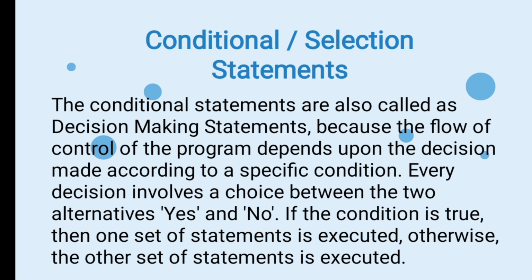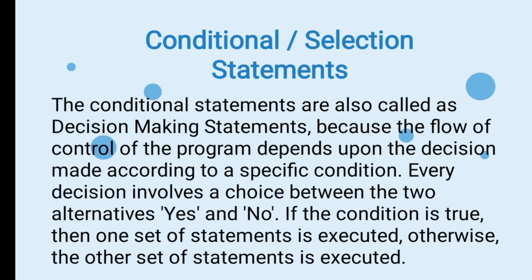Let's take an example. To cast a vote in India, your age should be greater than 18. Yes, all of you know. So the condition is, if your age is greater than 18, then the plan of action is that you are eligible to cast a vote. If your age is less than 18, then you are not eligible to cast a vote.